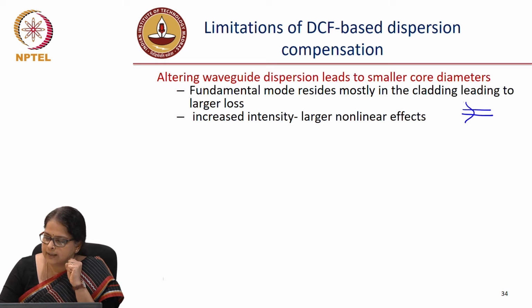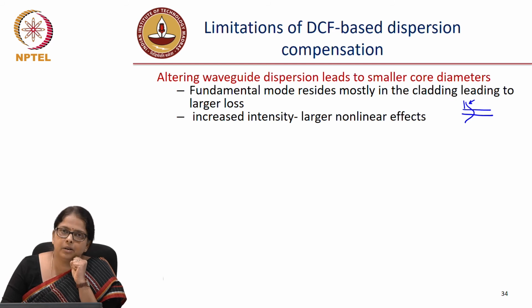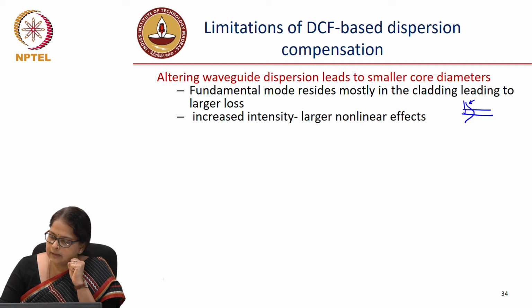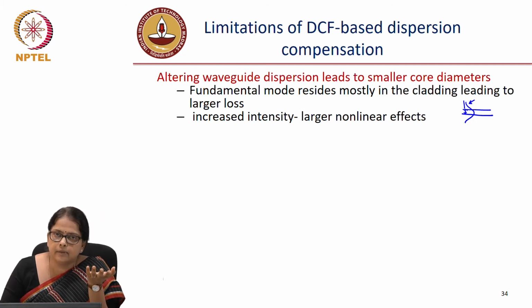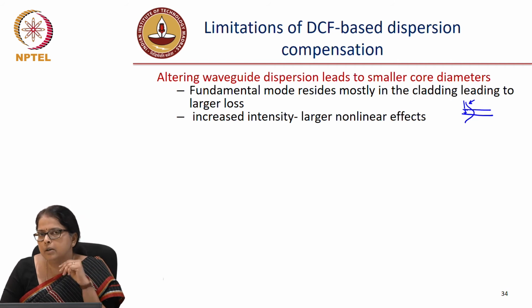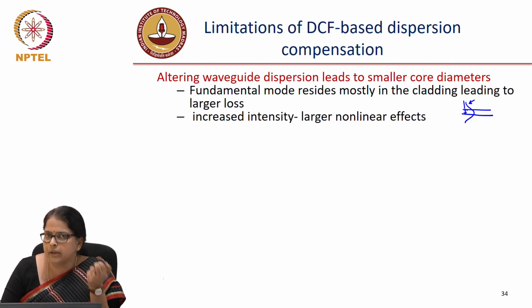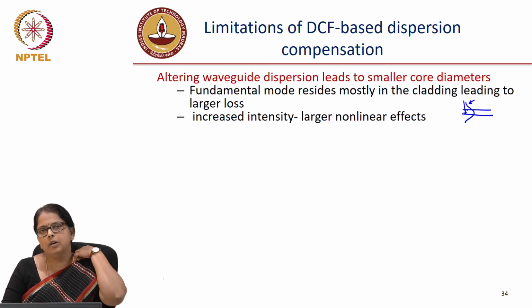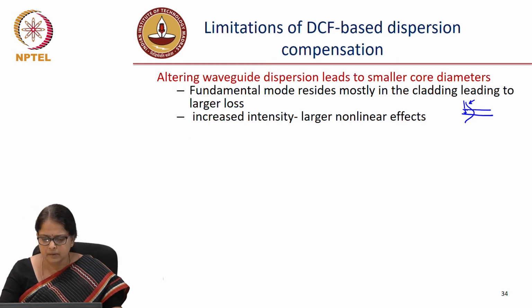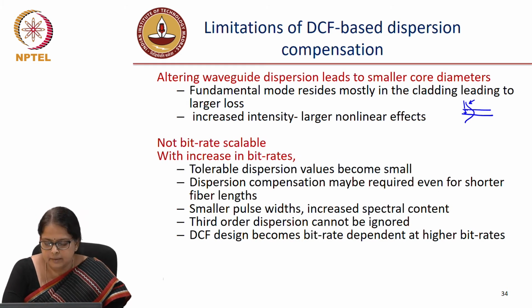When the core diameter is smaller, you will have more fraction of power in the cladding than in the core. So it will lead to a larger loss. It will lead to more bending loss and so on. When the diameter is smaller, the area is smaller, so the intensity of light in the core becomes larger, and large intensity means large nonlinear effects. That will be clear in the next module, but for now let's understand that large intensity means large nonlinear effects. So DCFs will have a much lower threshold for nonlinearities than an SMF. It's not bitrate scalable. You cannot use the same DCF for all the bitrates.